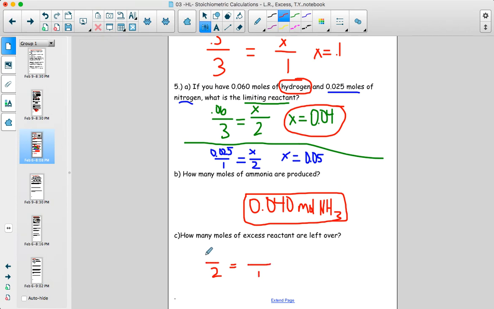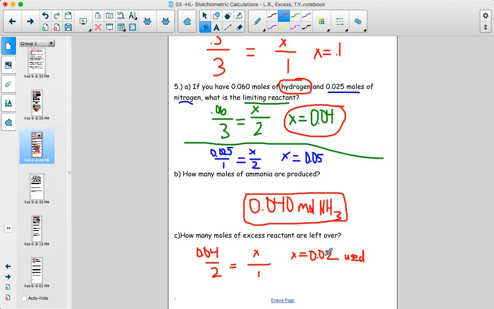But now the thing that I know is how much I actually made. So I know that I made 0.04. And so the question is, how much did I actually use? Well, if you solve for x here, you'd get that x is 0.02 moles of nitrogen. Now that's not how much is left over. This is how much actually got used. You're working backwards from the amount of product you actually made to figure out how much must have been used.